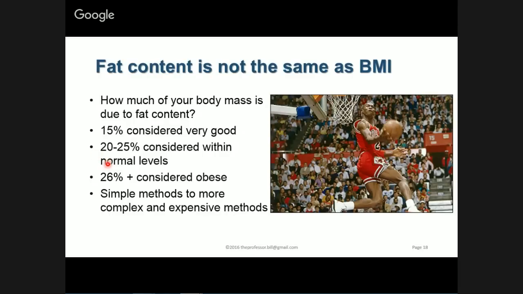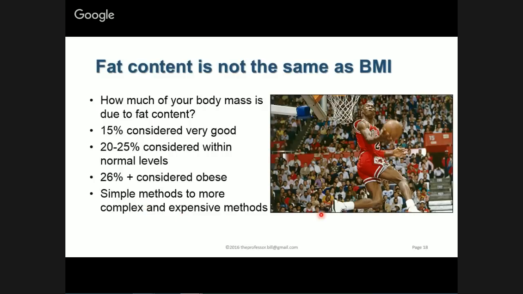Whereas a normal individual, many of you will be in the range somewhere between 15 to 20% of your body weight is due to fat. You need fat, by the way. You can't go through life without having any fat. And if you have 26% or over as your fat content, then you are considered to be obese. Now, again, let me ask you a question. Do you need to memorize these numbers? Yes, you do. And these are numbers that I'd like you to make sure that you are familiar with and know fairly well. And there are some ways that we can measure this fat content.